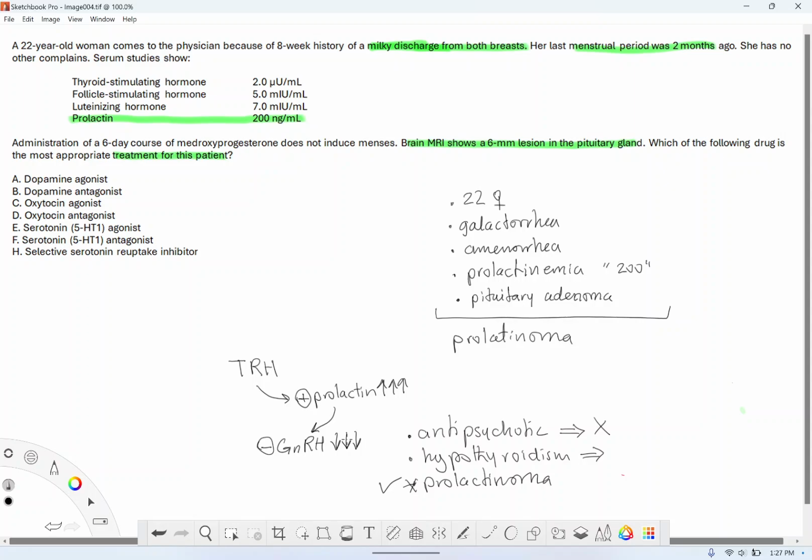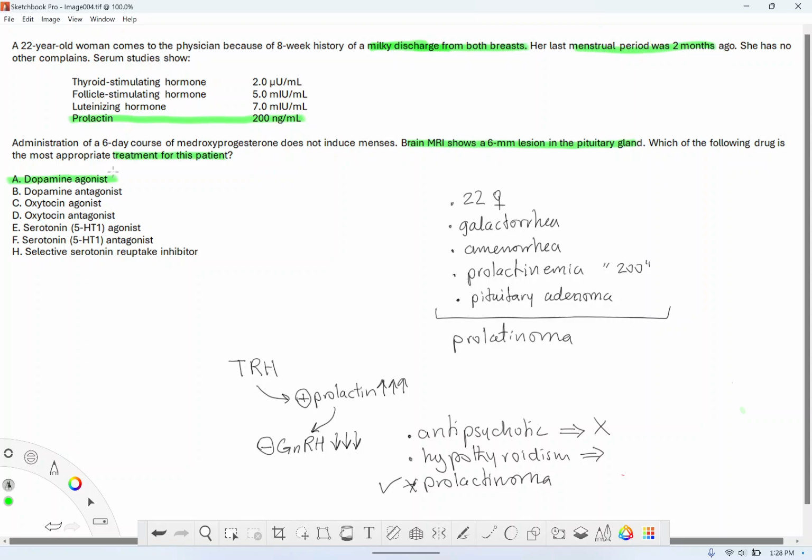Okay, in this case, we have a dopamine agonist. That should be the better choice. Dopamine antagonists will increase prolactin secretion. So that's what antipsychotics do. Antipsychotics are dopamine antagonists. Oxytocin agonist.